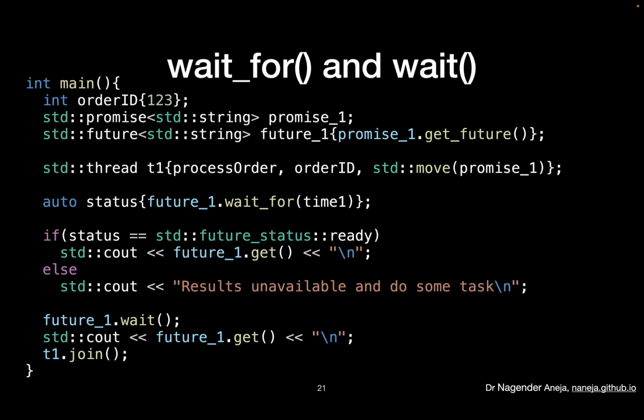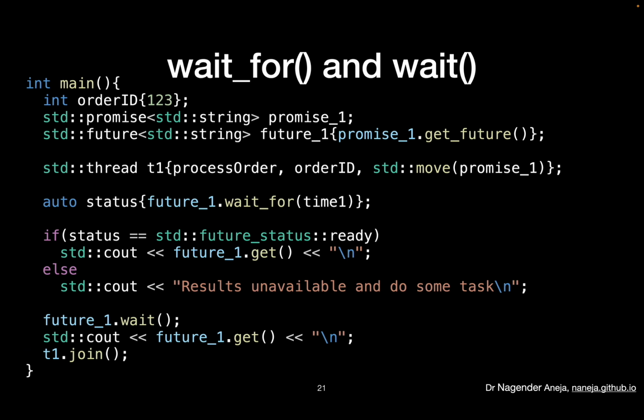Otherwise, we can say the results are unavailable, and if you want, we can do some other task as well. And once the task is done, we definitely have to wait for the data to be available. So we can call get or we can call the wait. So let's say that we call the wait here. So wait will again block till the data is available, and when the data is available, the main will execute this statement, which is the get. Now you can get the data, right?